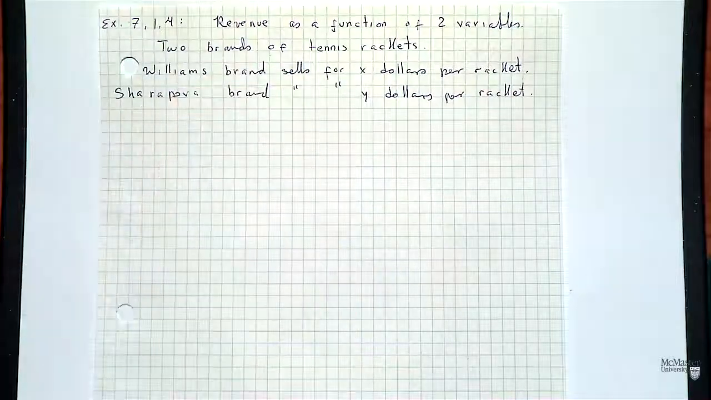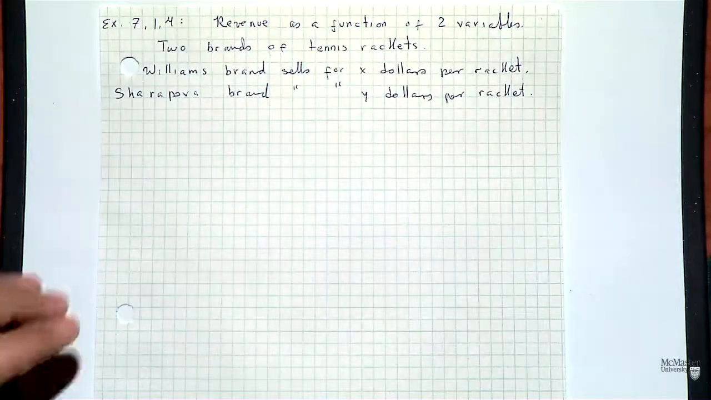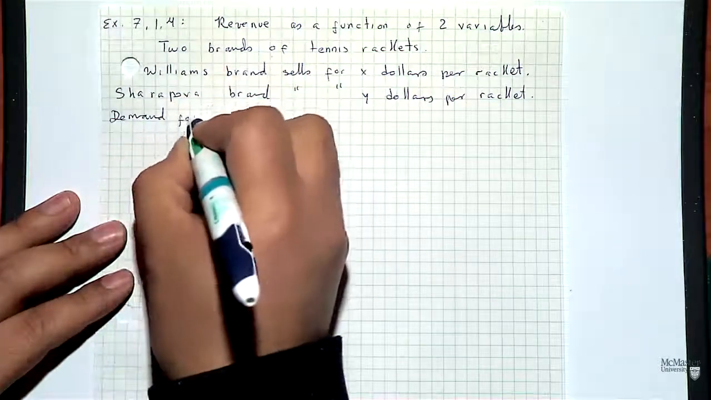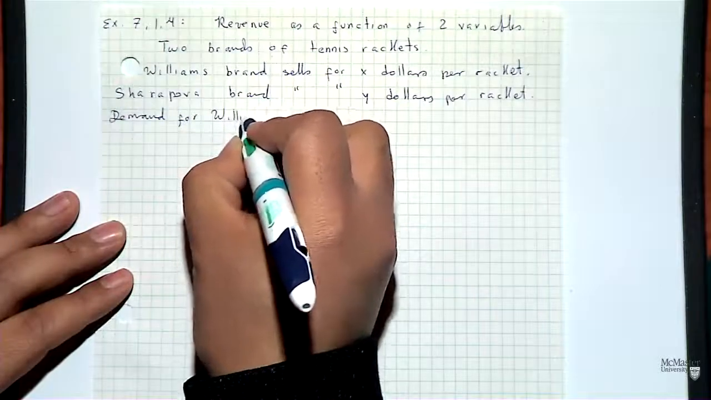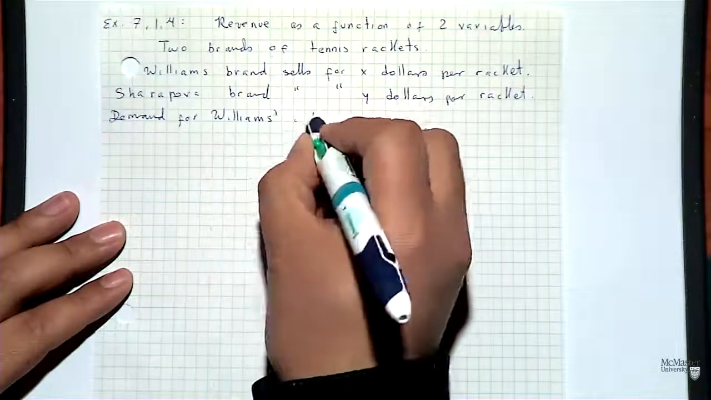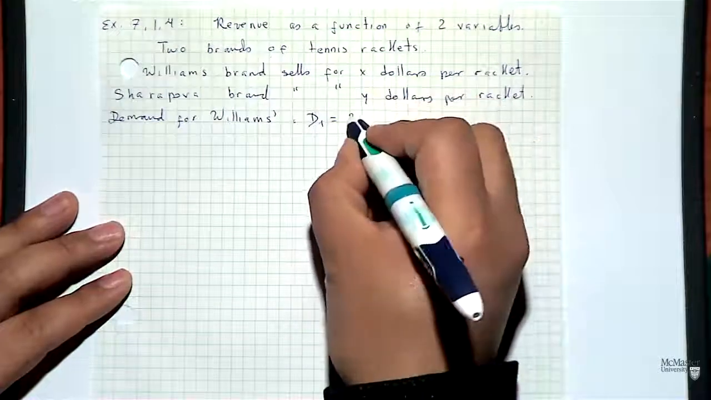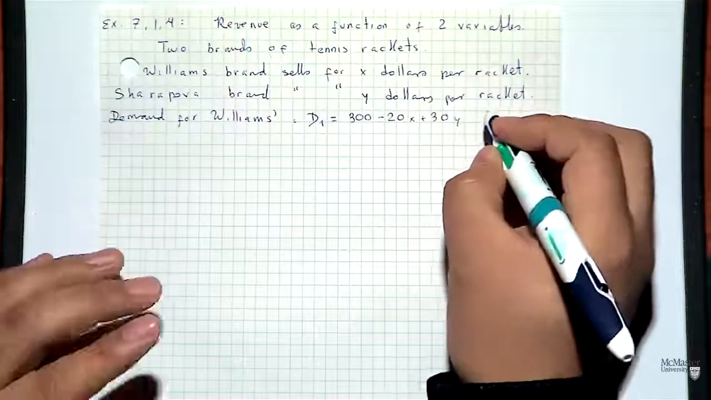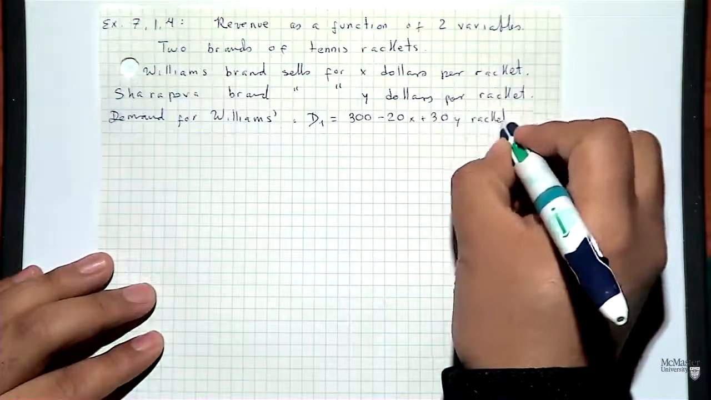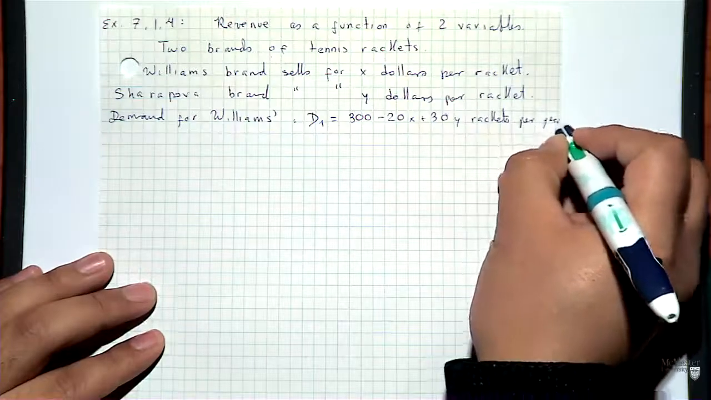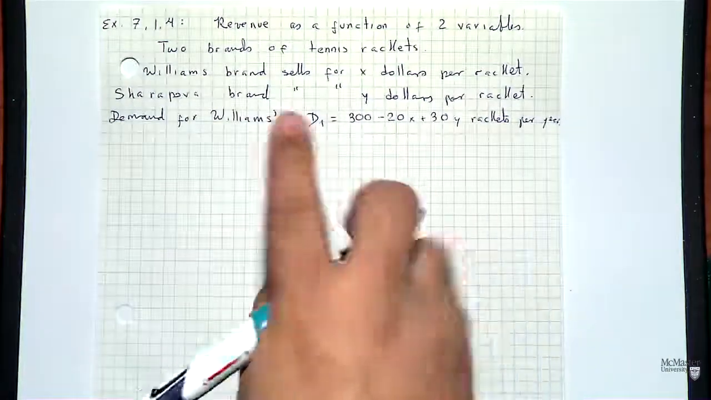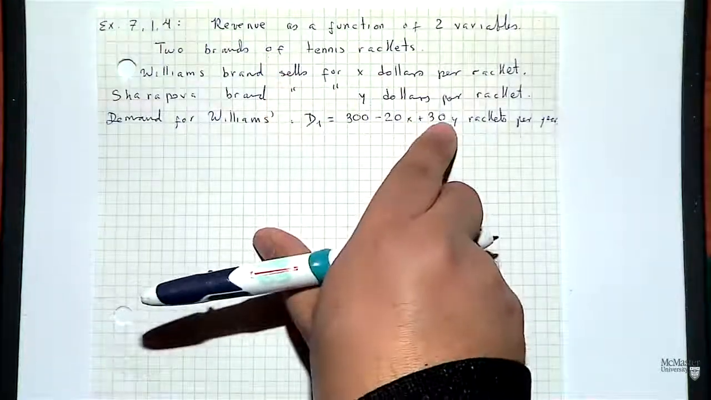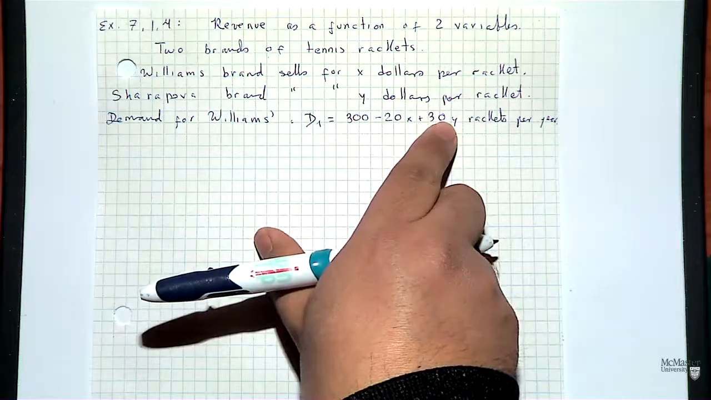And in order to calculate the revenue, you also have to introduce the demand. So we'll just quickly write the demand for the Williams brand, which we're going to call D1, is equal to 300 minus 20x plus 30y. Now, I'll finish and I'll make an observation. It's per year. So if you notice, the demand for a particular brand depends not only on its respective price, which would be the Williams, but also on the other. So that's the new thing about the problem, right?